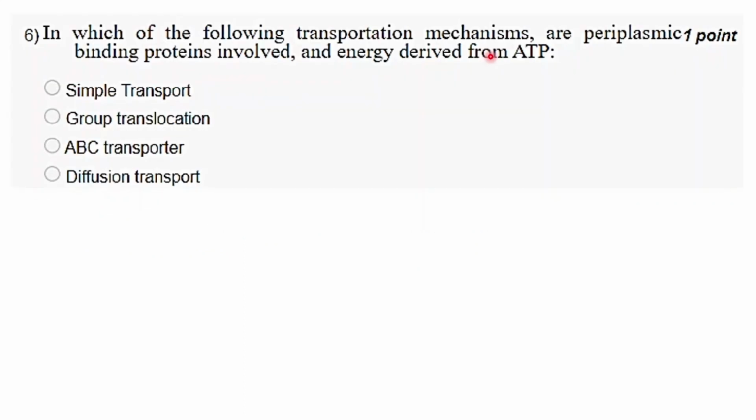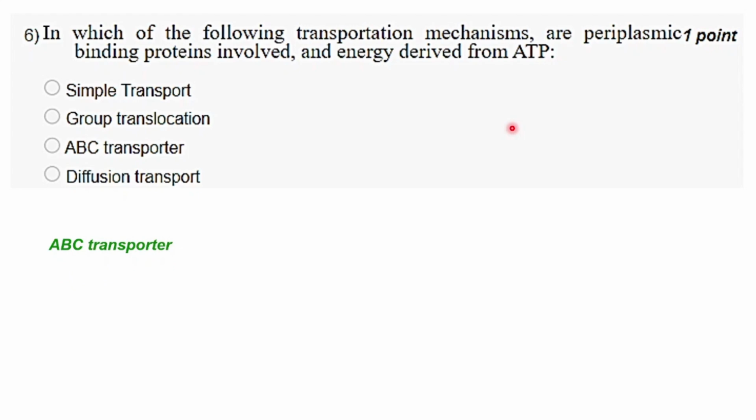So the next question is, in which of the following transportation mechanisms are periplasmic binding proteins involved and energy derived from ATP? Anyone? I think diffusion transport. Okay. Anybody else? Binding proteins. Diffusion transport. Okay. So the answer will be ABC transporter.